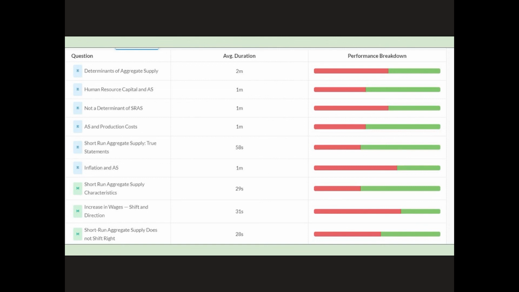So when I'm designing instruction, I can use this information, which again is given in real time, to provide targeted feedback to the entire class, most of which are struggling with these couple of questions.